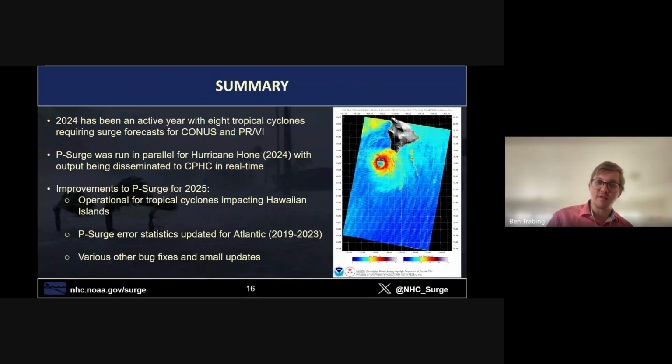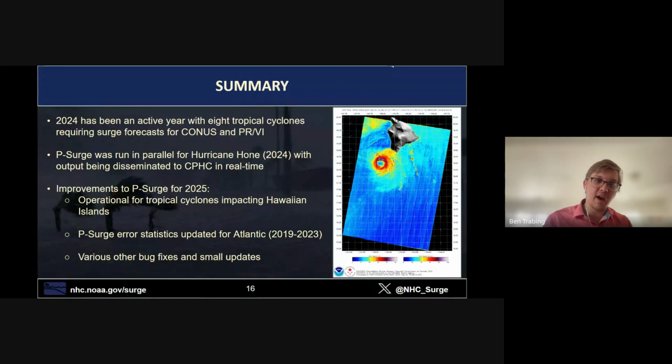So if we go to the next slide, just to summarize, 2024 has been a pretty active year with 8 hurricanes and tropical storms that we've had to provide forecasts for. Verification of all of those forecasts is still upcoming once we get all that data and we can quality control it and go through it. We were able to run P-surge this year in parallel, and Hurricane Hone provided us a really nice test case. We were able to disseminate all that information to CPHD in real time.